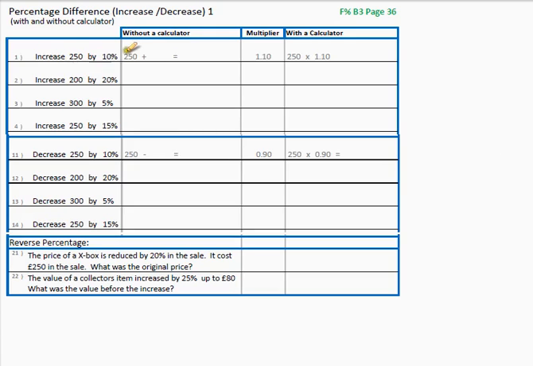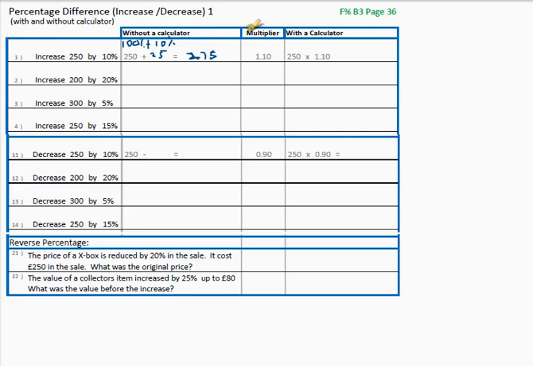Okay, we're going to increase and decrease. If I say to you increase 250 by 10%, you're going to think I take 250 and I add 10% to it. That 250 you can see as 100%, and I add 10% to it. What is 10% of 250? 25. Okay, so it's 250 plus 25 is 275. Yeah, we worked out how to do these without a calculator in part 1. You should be confident on that now.